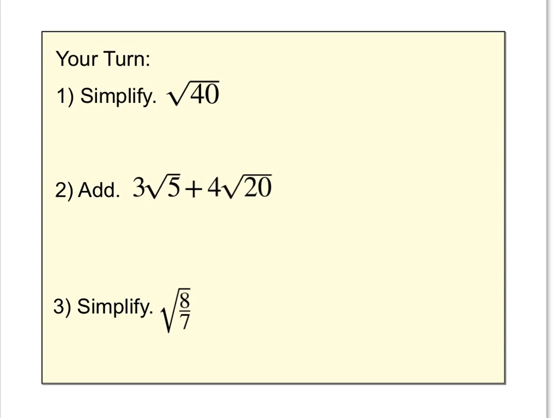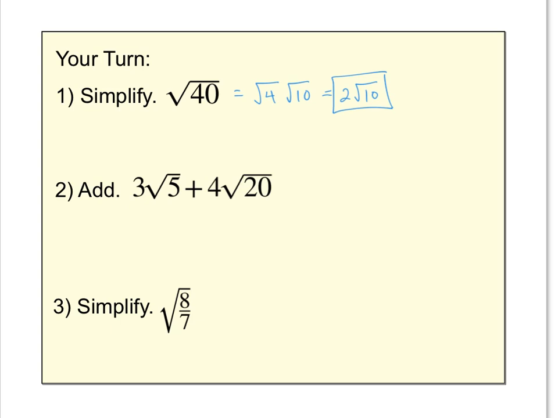Number 1, there is a perfect square that divides into 40, and it's 4. So 4 times 10 is 40, but the square root of 4 is 2. So 2 root 10 is considered to be simplified.